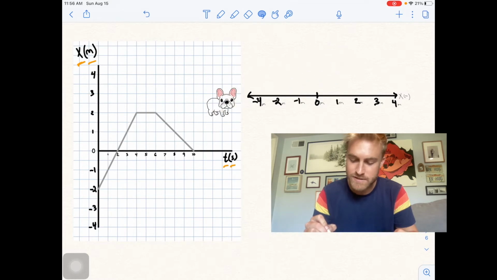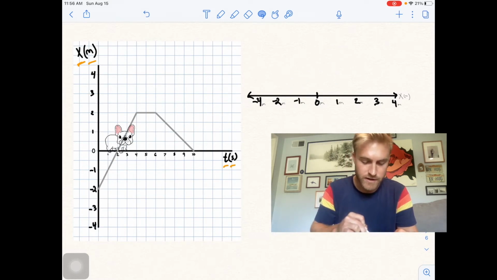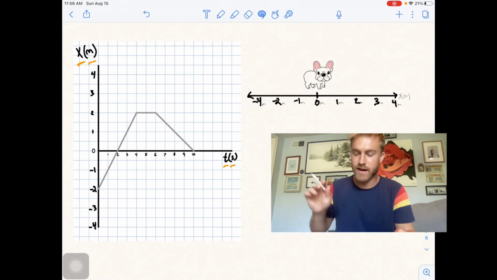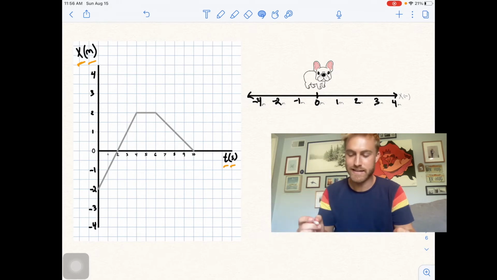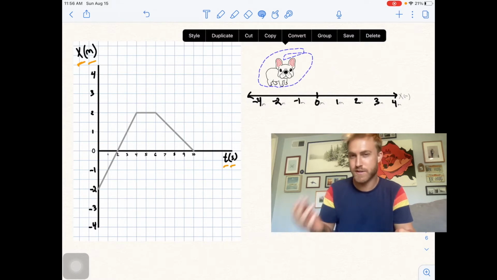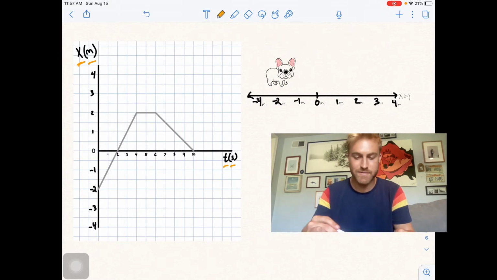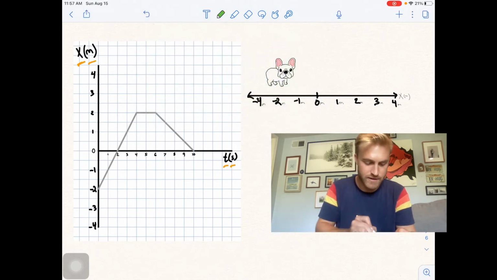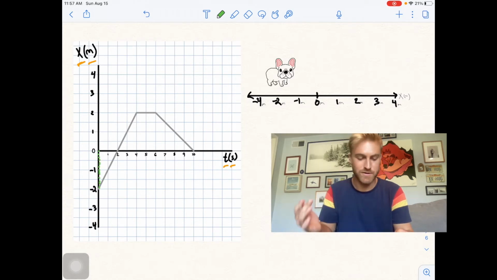And the mistake students make is they think, okay, so Frankie's going to move up, across, and down. That's not really how these things work. What we need is that horizontal line that tells Frankie's horizontal position. You can see that if I place Frankie here, he's at a position of -2 meters. And that makes sense because if we look at the graph at time 0 seconds, there at the origin, Frankie is at -2 meters.